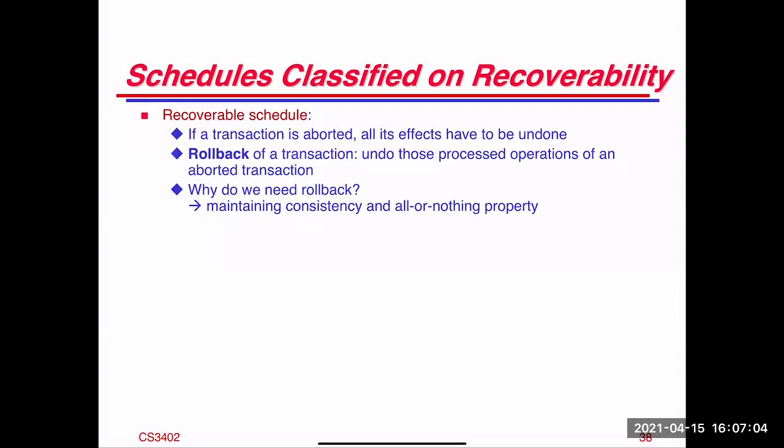In fact, when a transaction does not complete successfully, we say that the transaction is aborted. And in that case, we need to make sure that all its effects are undone. That's what I mean by a rollback. It can happen that you need to terminate a transaction that has already executed some writes, for instance. In that case, you're rolling back the transaction. So you need to undo the already processed operations of such an aborted transaction.